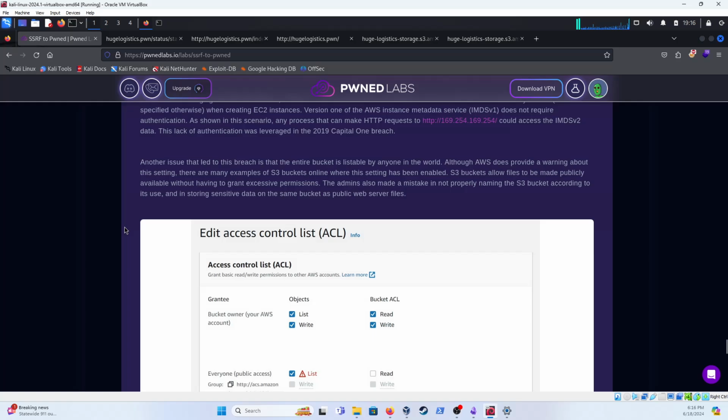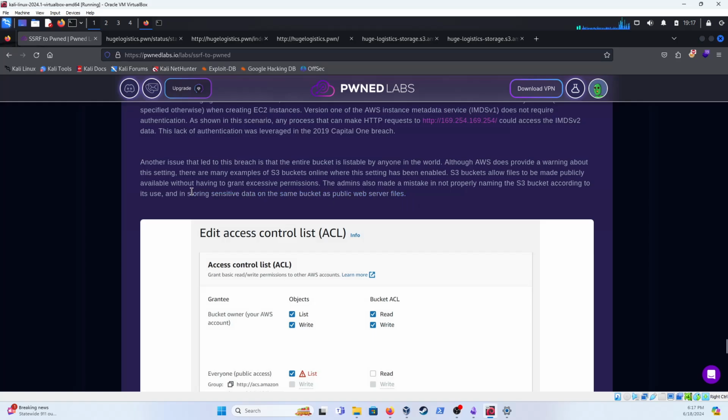Okay, so another issue that led to this breach is that the entire bucket is listable by anyone in the world. Although AWS does not provide a warning about this setting, there are many examples of S3 buckets online where this setting has been enabled. S3 buckets allow files to be made publicly available without having to grant excessive permissions. And the admins also made a mistake in not properly naming the S3 bucket according to its use and in storing sensitive data on the same bucket as public web server files, right?